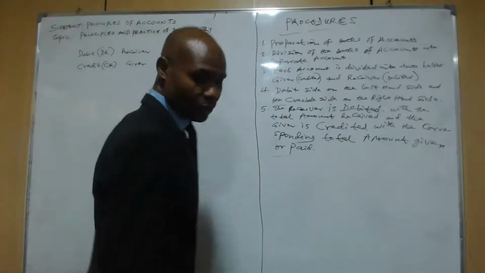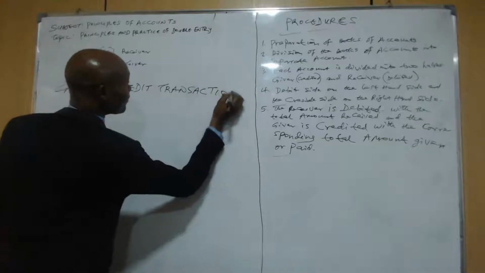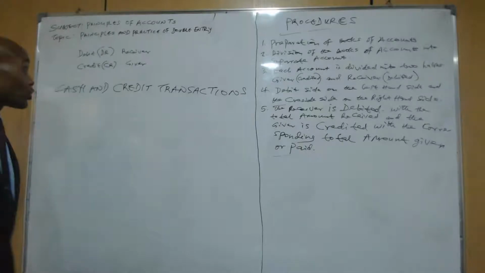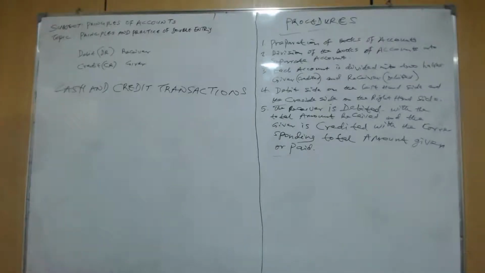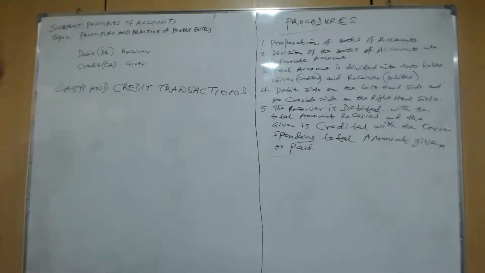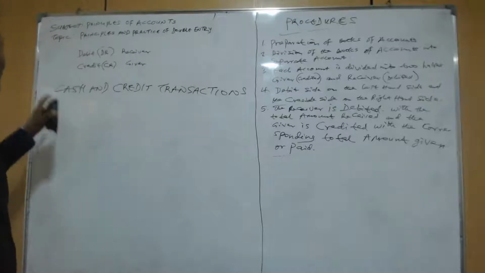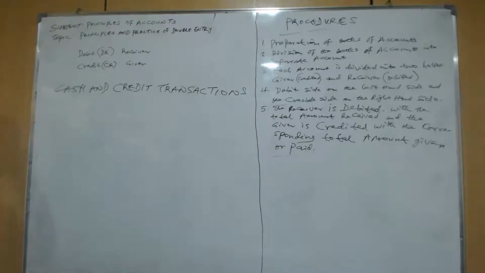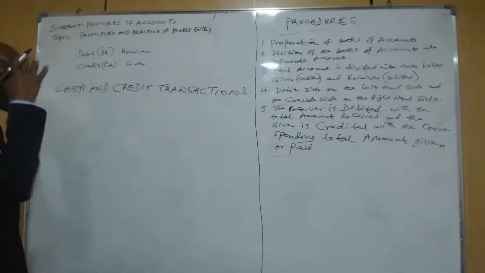Now let's look at cash and credit transactions. A transaction is said to be in cash or on cash basis if it is paid for in cash immediately.